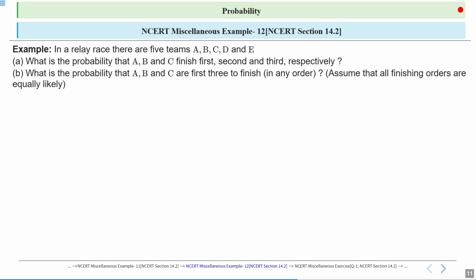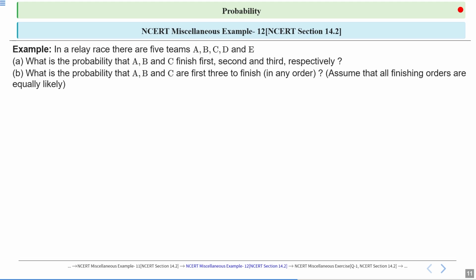So students, first of all, read the example very carefully. See what we have been given in this example, and then see what we actually have to find. In a relay race, there are 5 teams: A, B, C, D, and E. We are asked what is the probability that A, B, and C finish first, second, and third respectively.